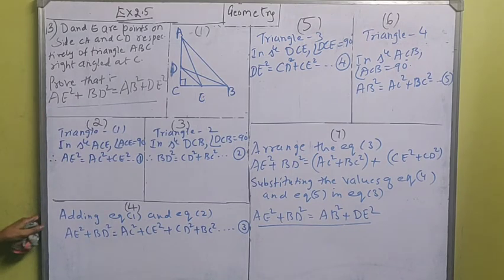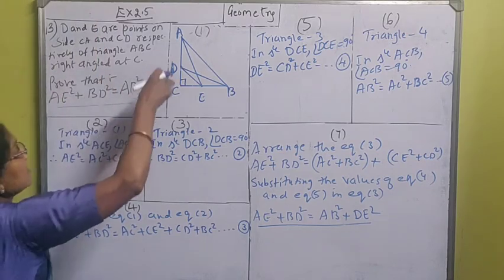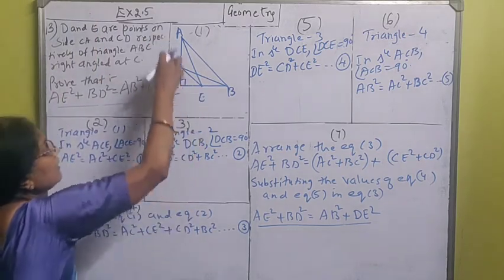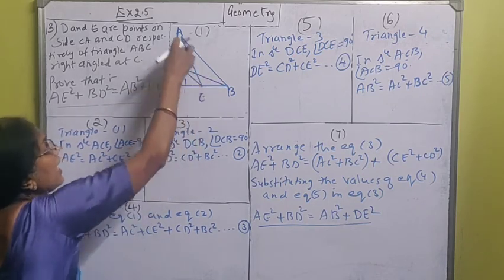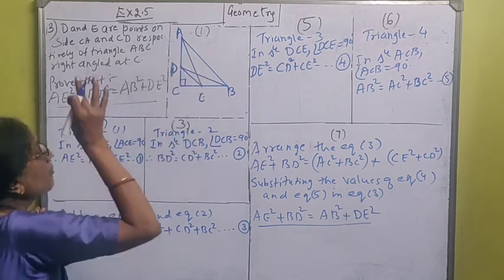Once again I will explain to you. In this sum, the diagram is not given. What is given? A right angle triangle. ACB is a right angle triangle. D is on AC and E is on CB. So I joined it. Then I joined BD and AE. Now I have to prove this theorem.